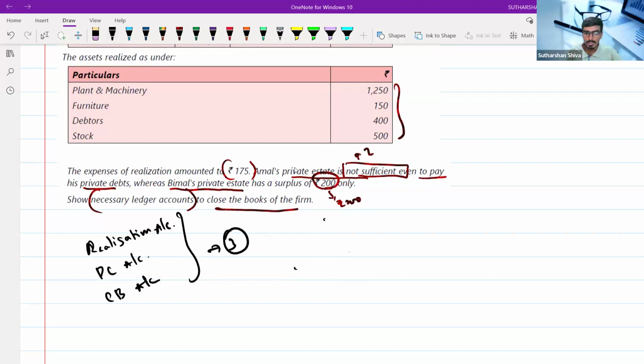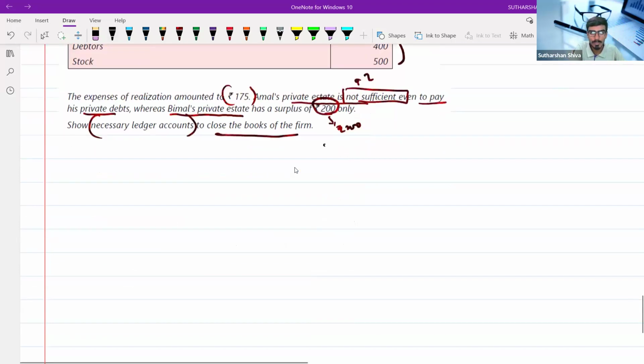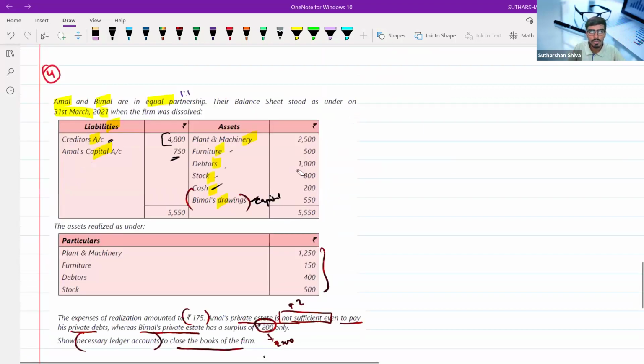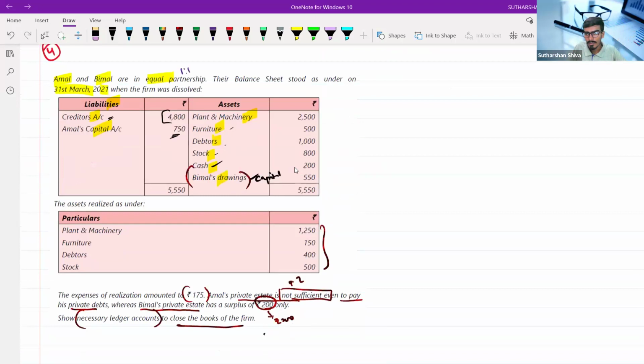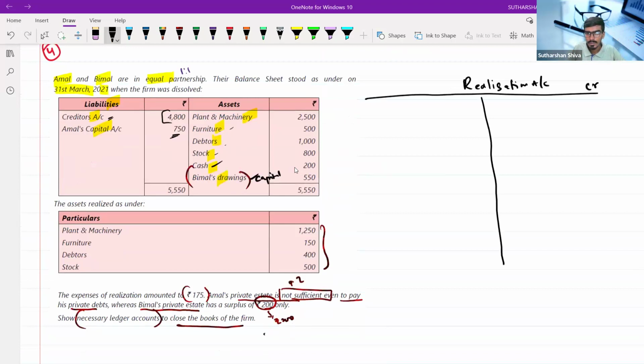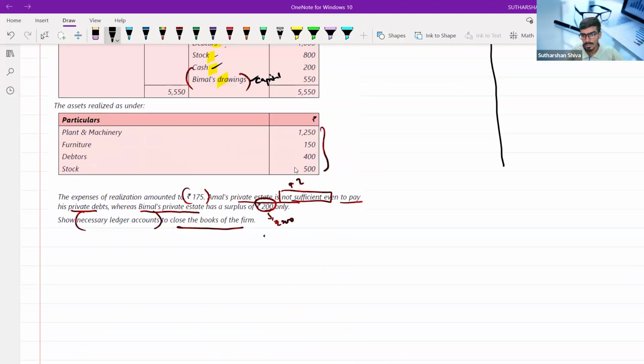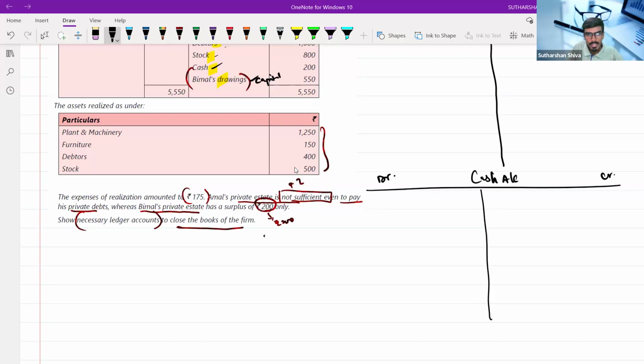So basically, in this question, we need to prepare 5 ledger accounts. First, we will prepare a basic format. Your first ledger account will be based on realization. Your second account will be the cash account. In the exam, don't open a cash account blindly. If they give cash, open a cash account. If they give bank, open a bank account. If they give both cash and bank, write cash and bank account in the heading.